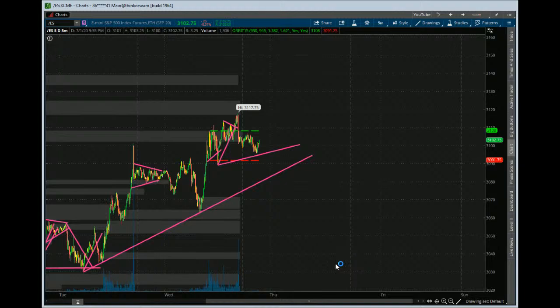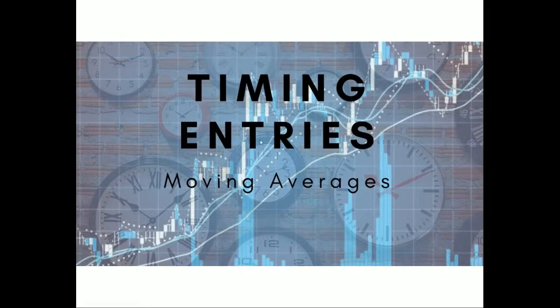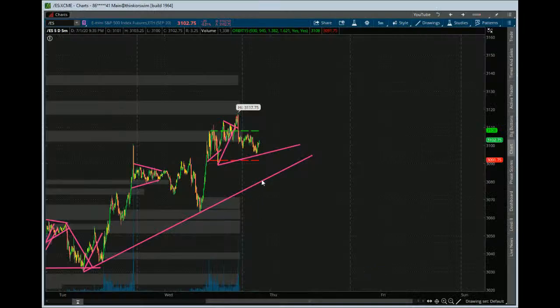So good stuff. Tonight we're going to be continuing our conversation on timing entries, and we're going to be talking about moving averages. So, timing entries using moving averages. What do we mean by that? Moving averages are interesting. They lag price. There are actually several different types, but two general ones that we look at: simple moving averages and exponential moving averages.